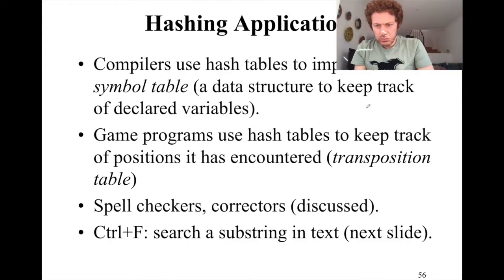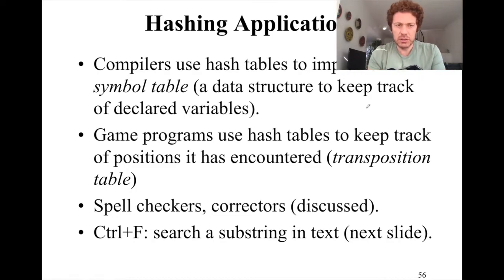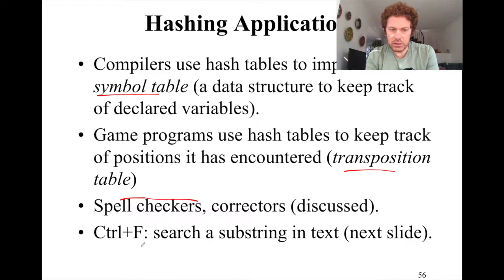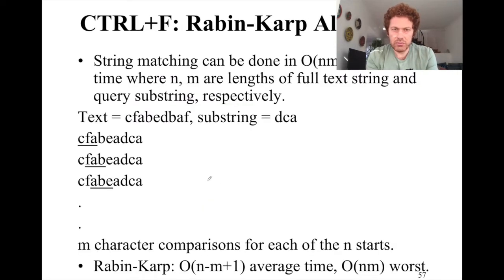Now I will finish with some applications. Compilers use it all the time to implement symbol tables. Transposition tables are also hash tables used in game programs. Spell checkers, I have discussed in the very beginning. And now I will do this control find. Searching a substring in your full text, it can be your Chrome browser text, you can be searching in a Word document, in PDF, etc. But this is the thing that will be implemented, the Rabin-Karp algorithm.